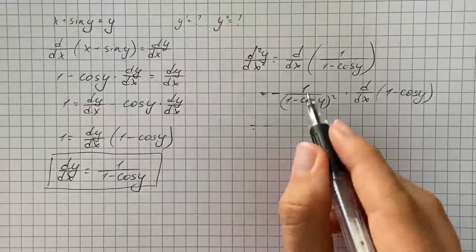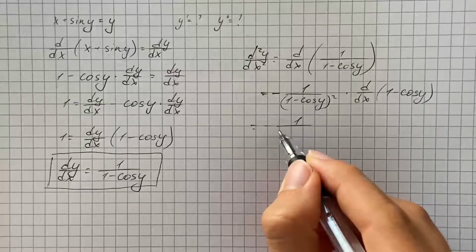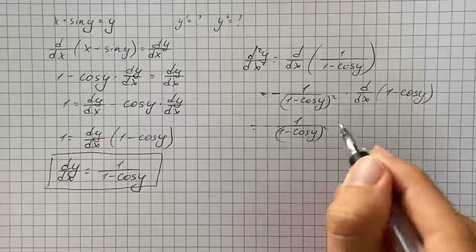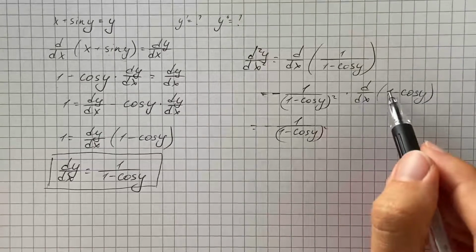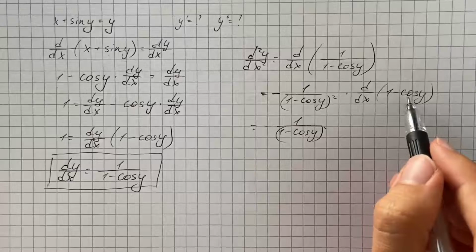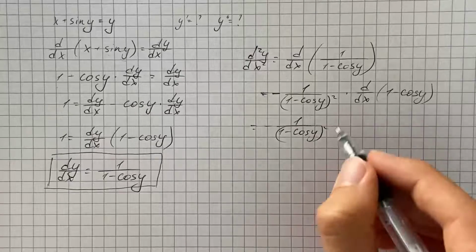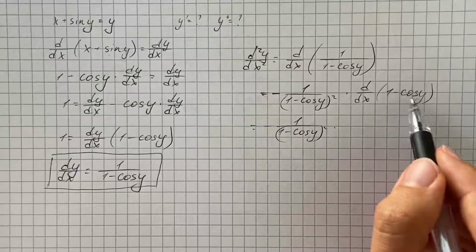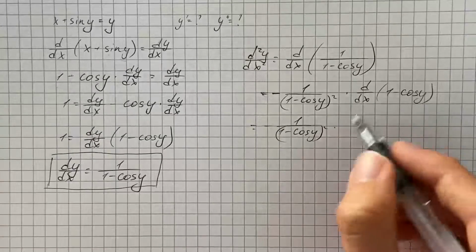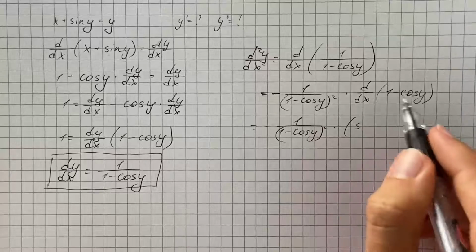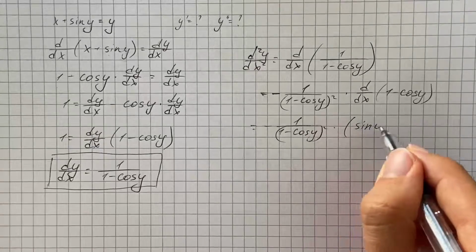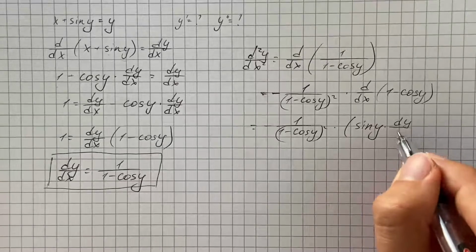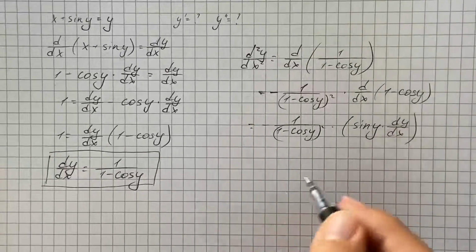and that gives us negative 1 over 1 minus cosine of y squared. And here derivative of 1 is going to be 0, and derivative of negative cosine of y is going to be, we're going to use chain rule, so derivative of cosine function is going to be negative sine, so we have negative times negative, so it's going to be sine of y, and times derivative of inner function, so it's going to be derivative of y with respect to x.